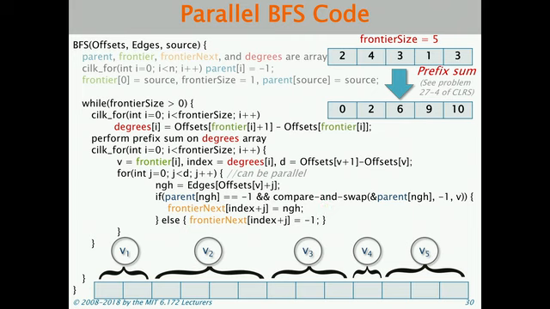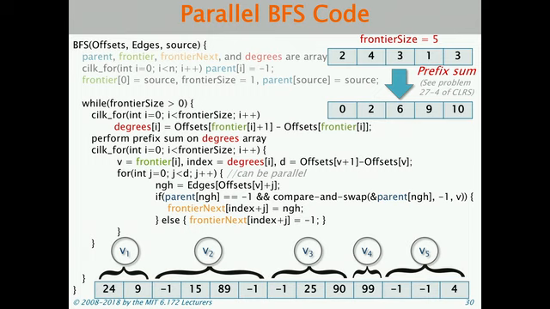So by using a prefix sum, I can guarantee that all of these vertices have a disjoint subarray in this frontier next array, and then they can all write to this frontier next array in parallel without any races. And index plus j just gives us the right location to write to in this array. So index is the starting location, and then j is for the jth neighbor.